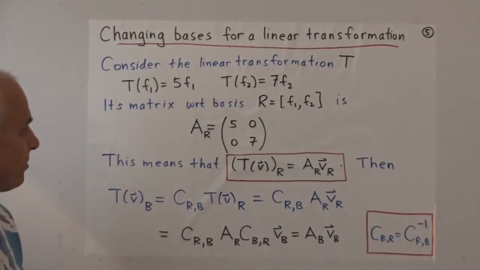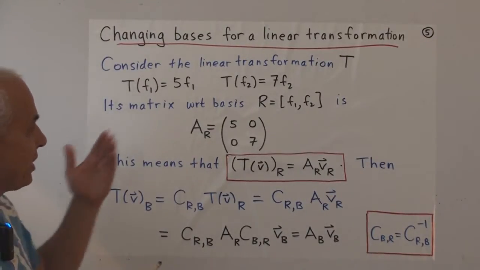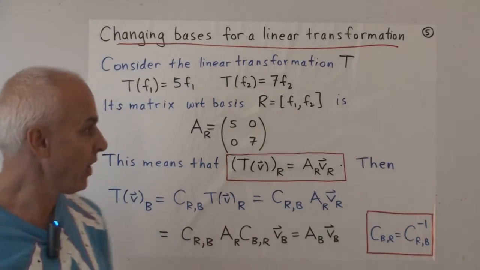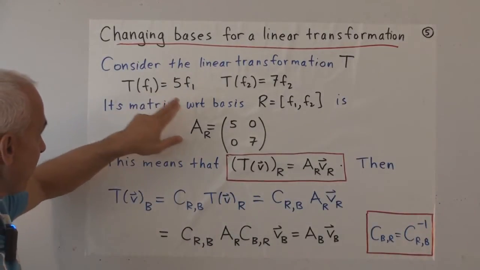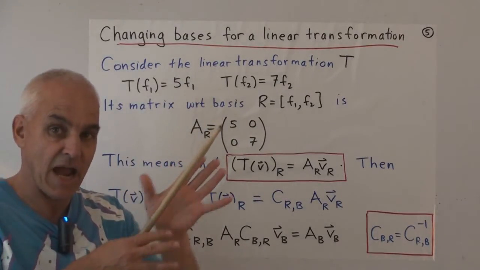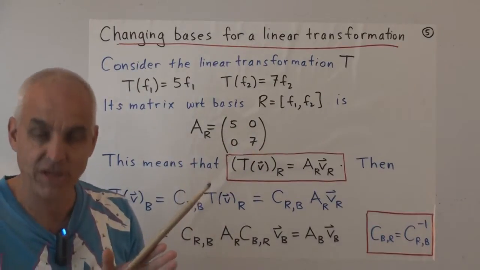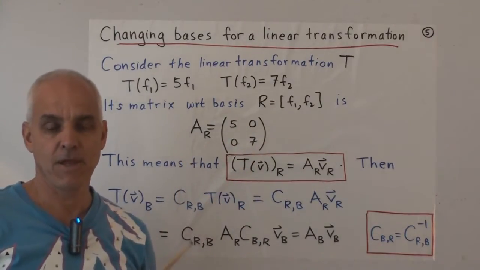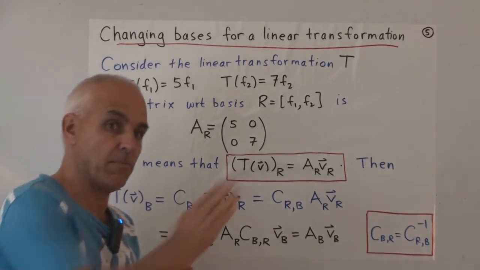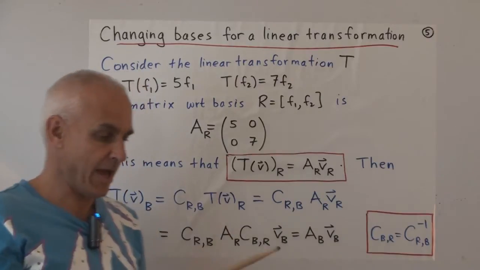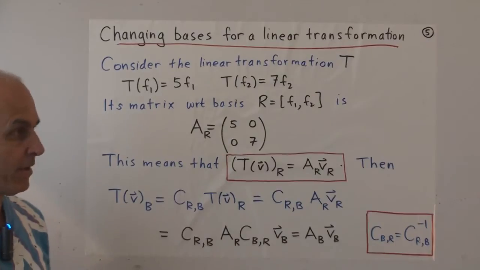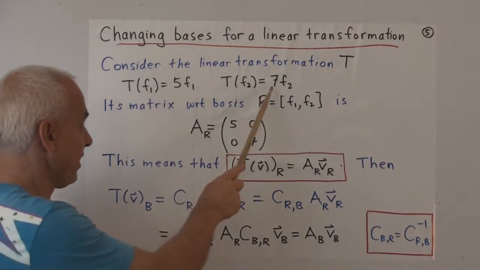So let's start with an example. Let's look at a linear transformation which is particularly simple in Rachel's system. So we're taking Rachel's basis vectors, which are F1 and F2, and we're supposing we have a transformation which is a dilation, a mixed dilation in Rachel's system. What does that mean? Well, it means that it takes the first basis vector and multiplies it by some number. And it takes the second basis vector and multiplies it by a different number. In this case, the numbers happen to be 5 and 7.